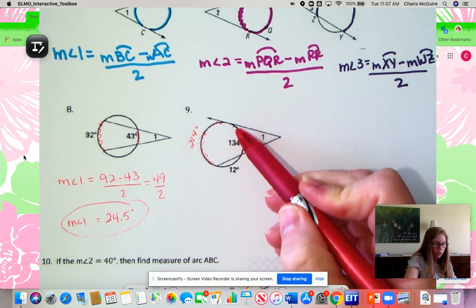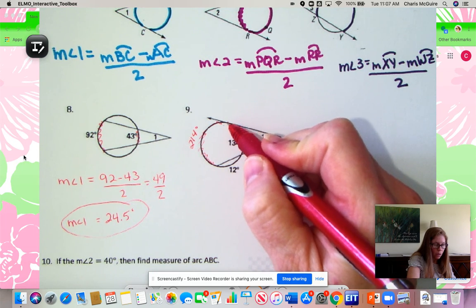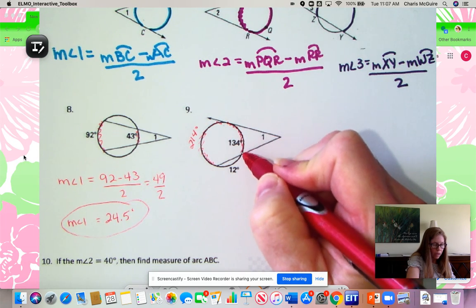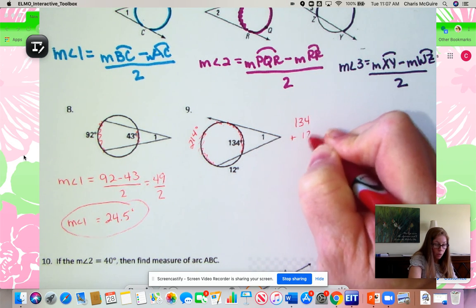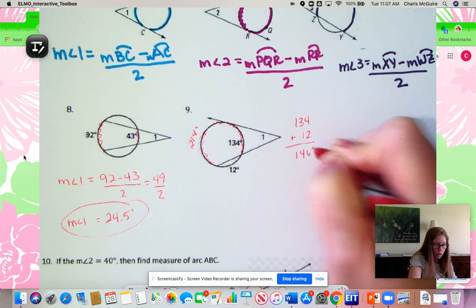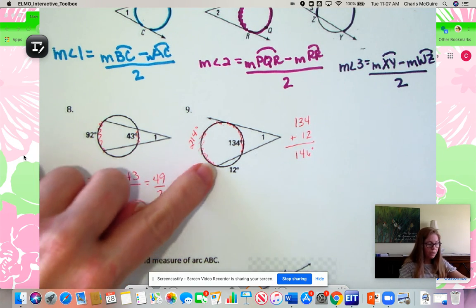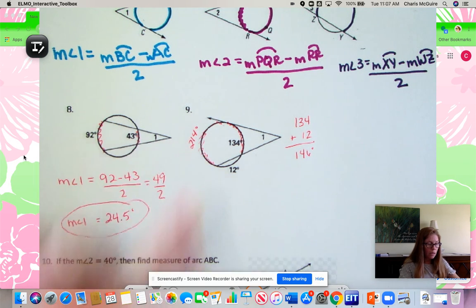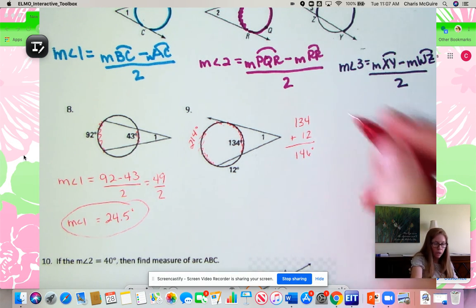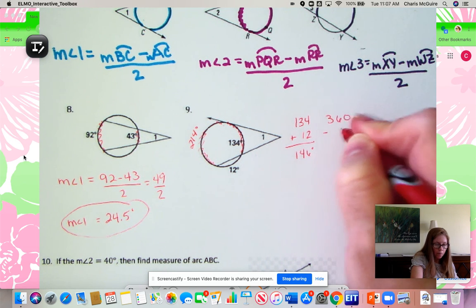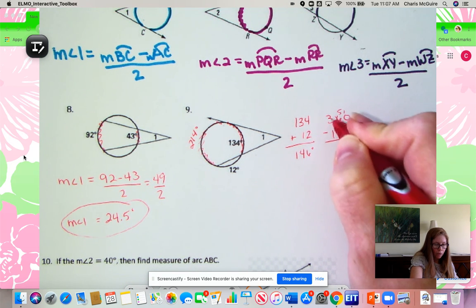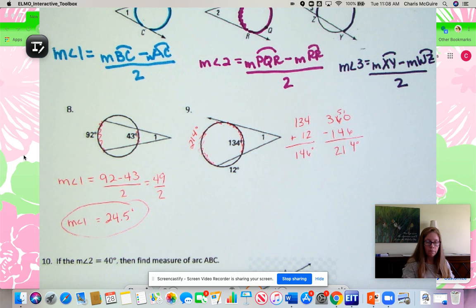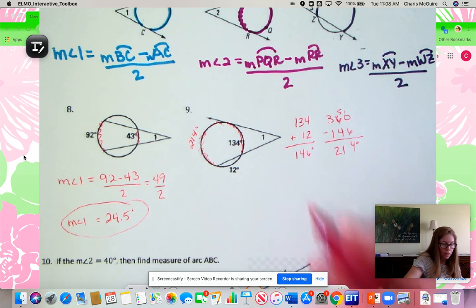We have so far, and you notice this is a tangent, right? So this is a point. This arc goes up to that point to here, and we have 112. So with the 134 plus the 12 degrees, we have 146 degrees used in our circle. The rest of the arc measurement is going to come from the rest of the circle. So we could do 360 minus 146, and we get 214 degrees. So that's this piece that's over here.